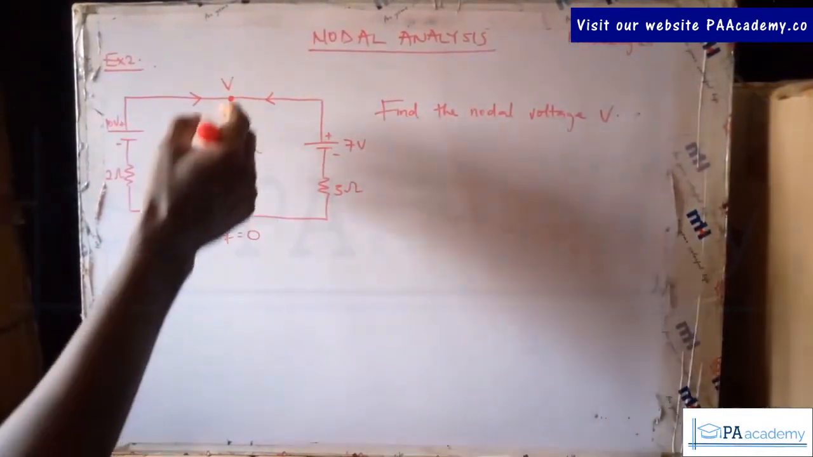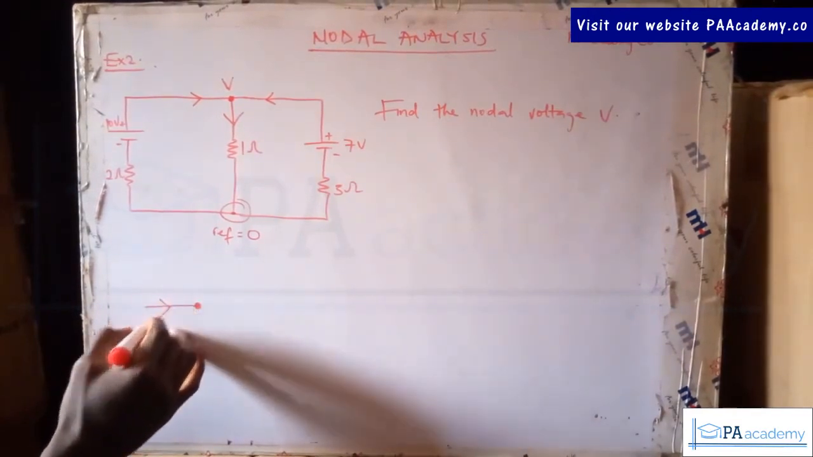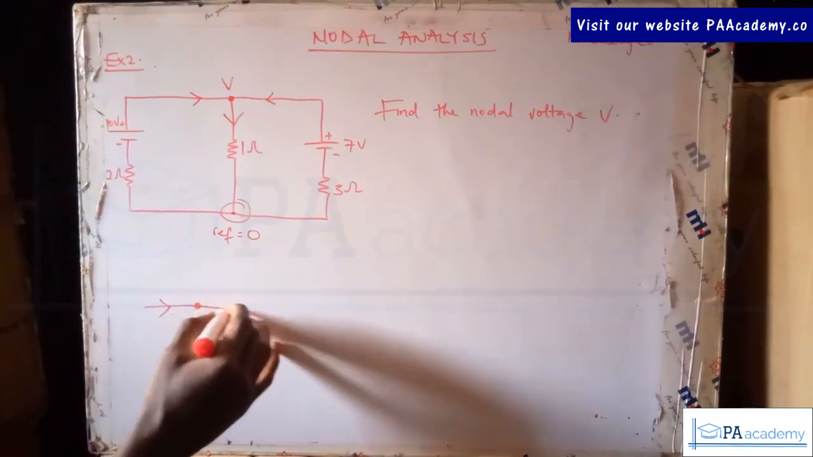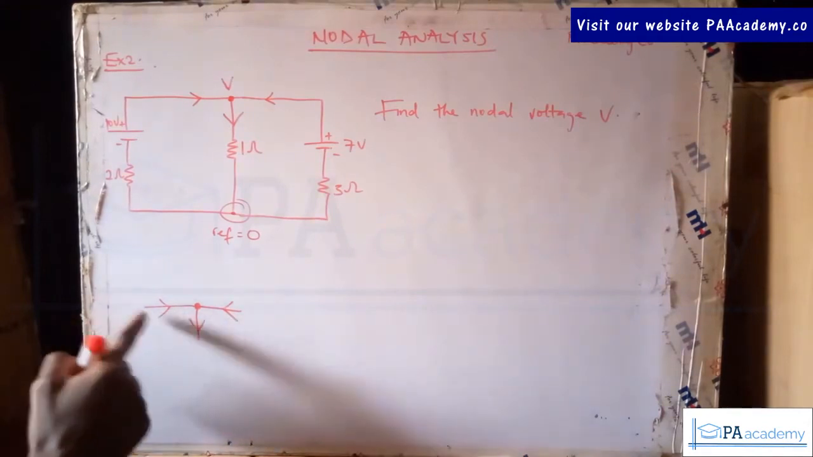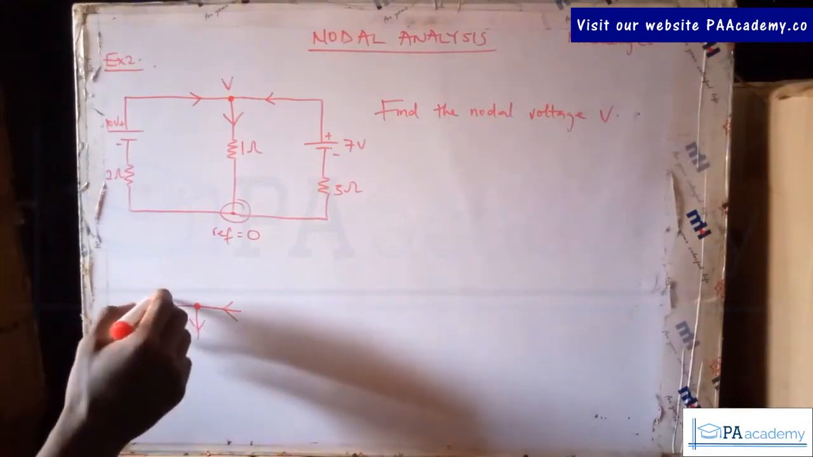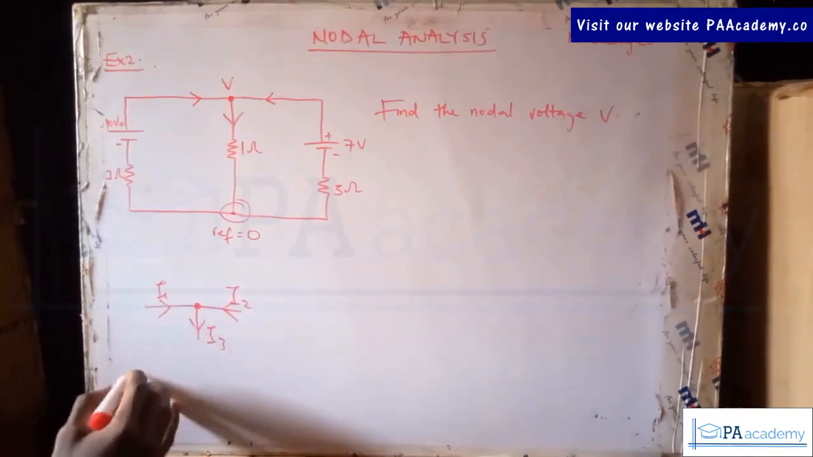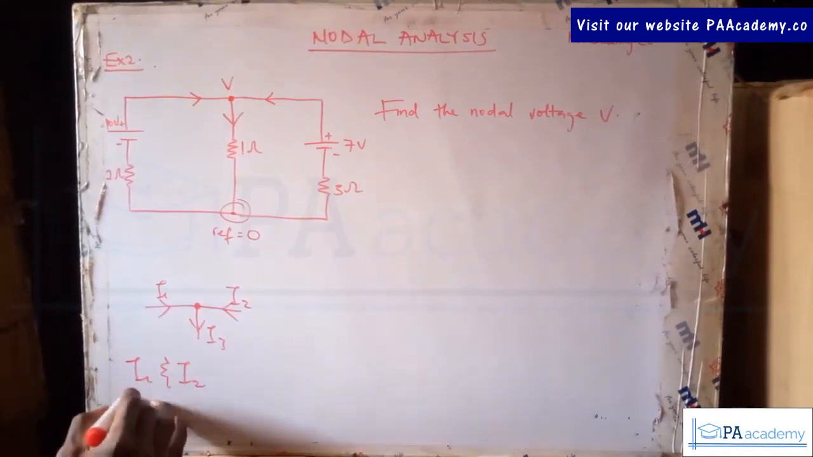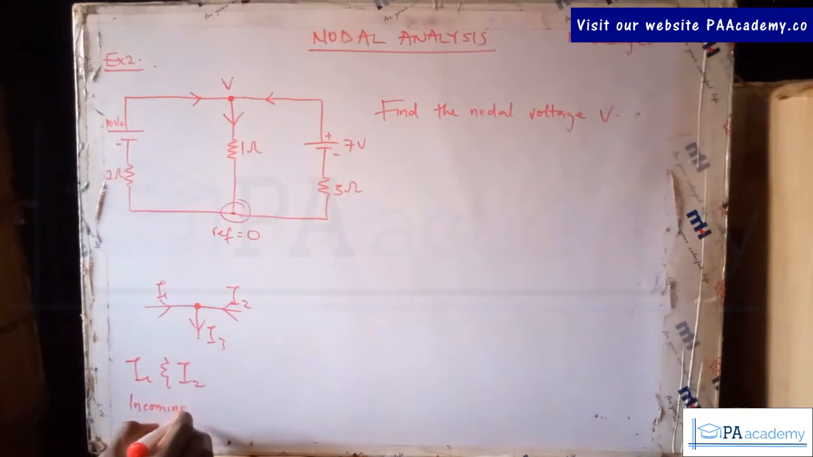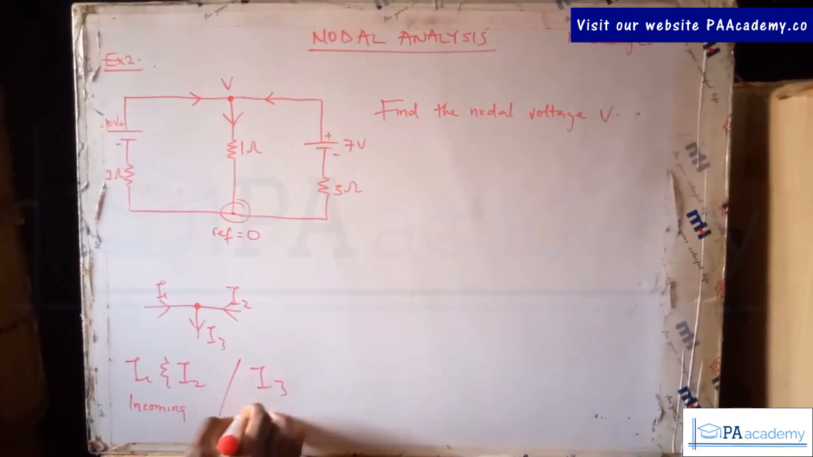So what this means is that at this particular node V, if I'm to indicate it here, there is a current like this. Okay, so this is it. So what it means is that we have 2 incoming currents and 1 outgoing current. So this here, let me call it I1, I2, and this is I3. I1 and I2 are incoming currents entering into this node, while I3 is the outgoing current.